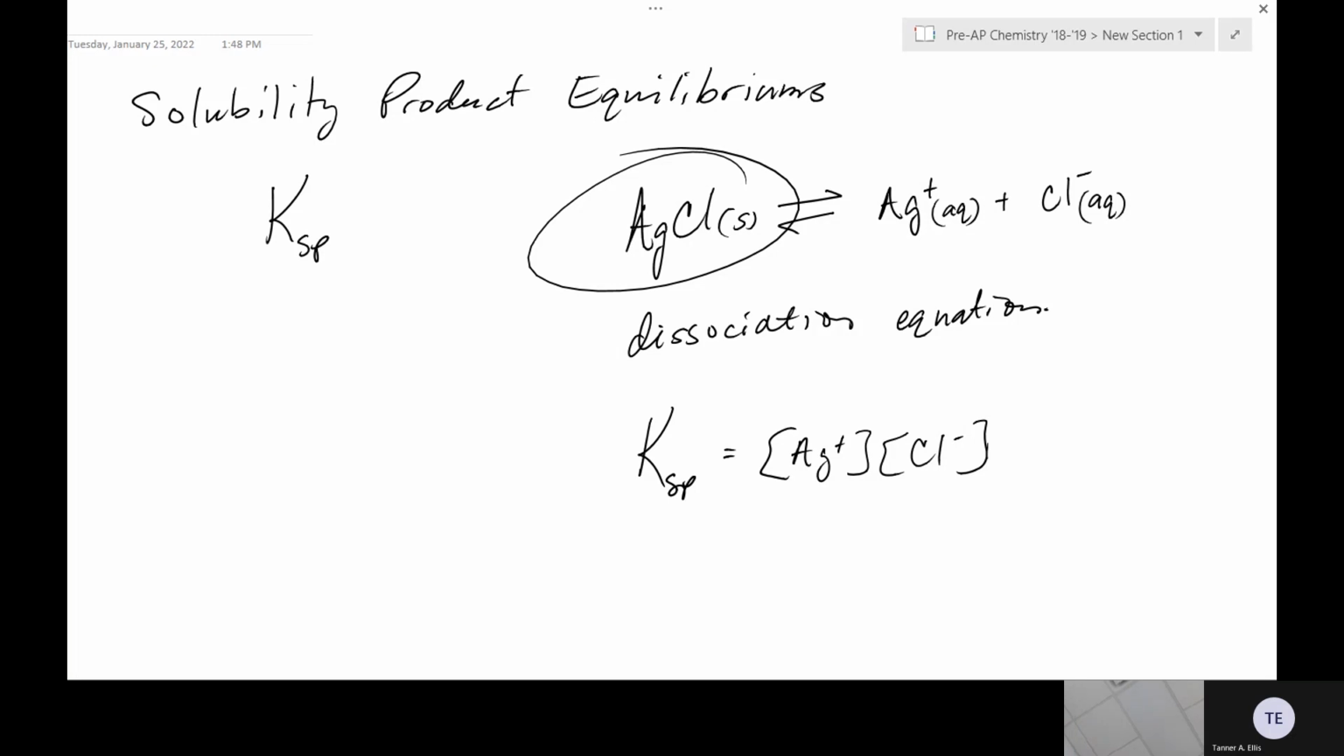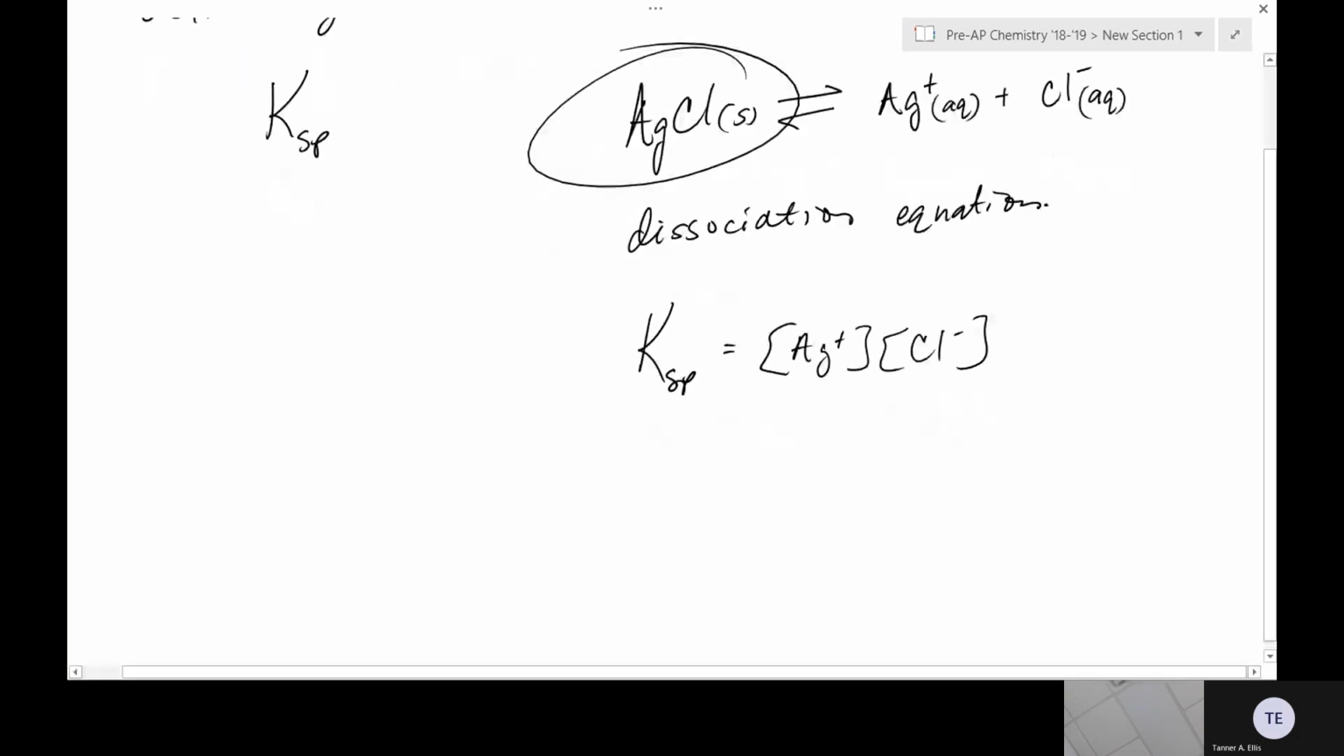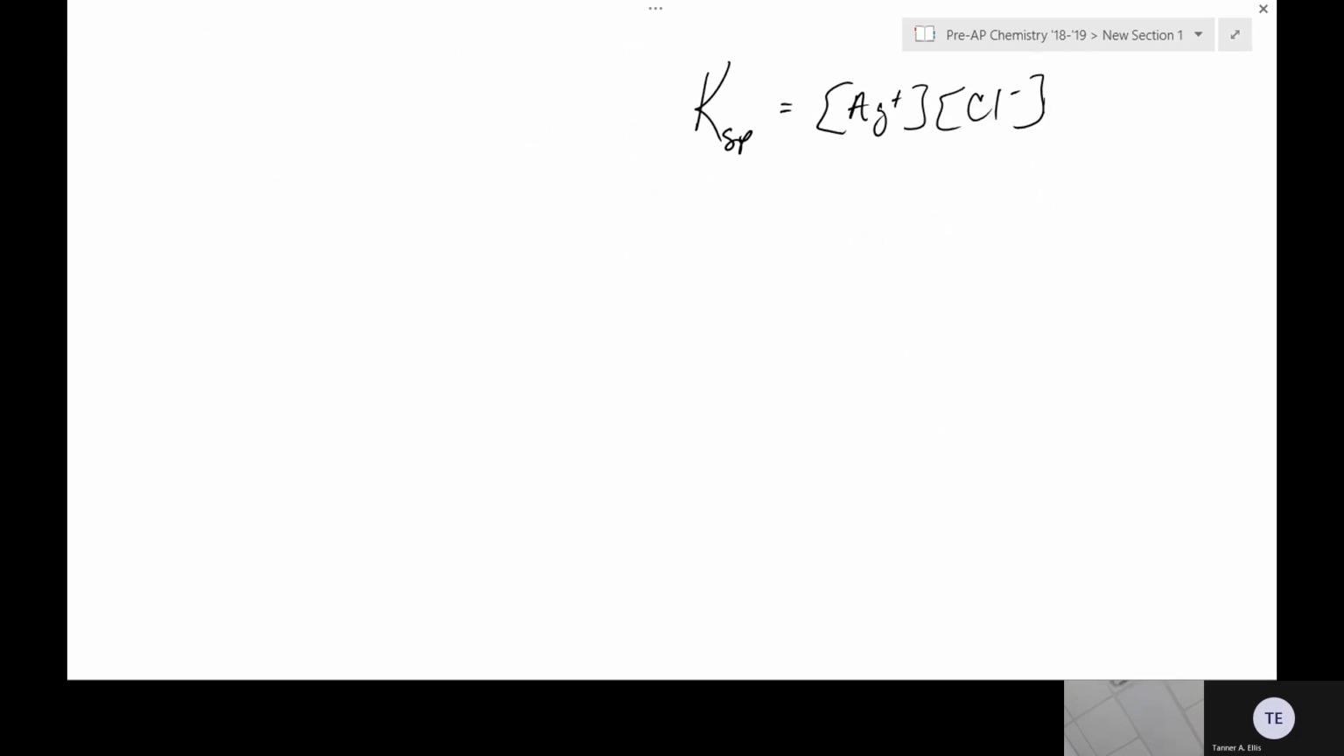All right, now we're going to take a little detour here real quick. Okay, we have something called molar solubility.